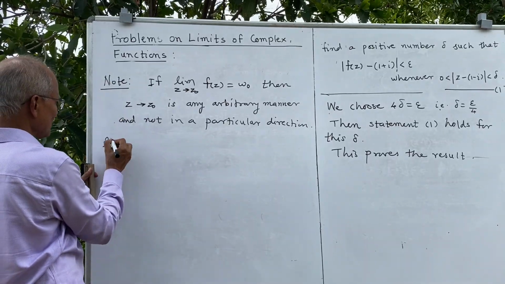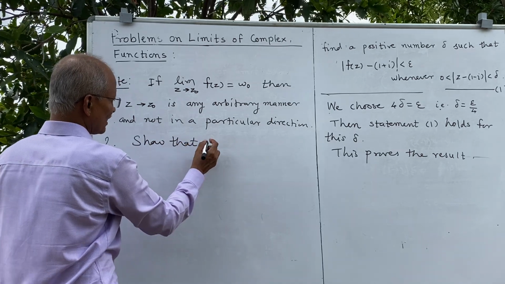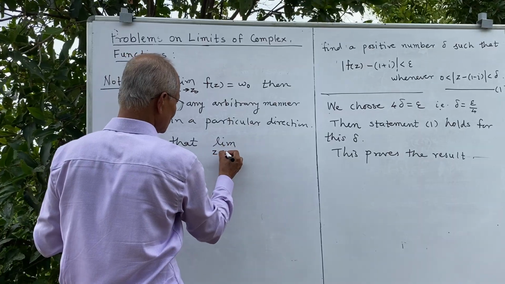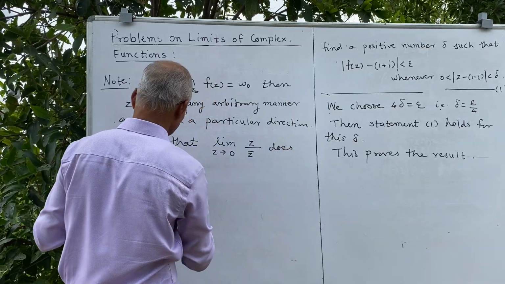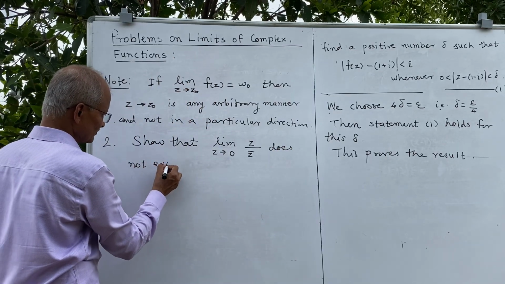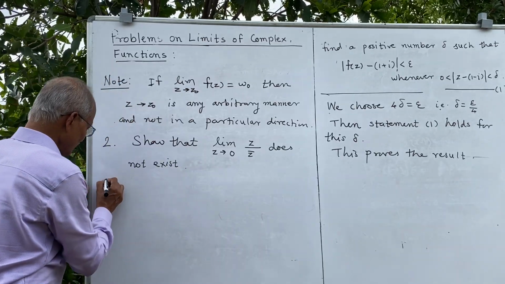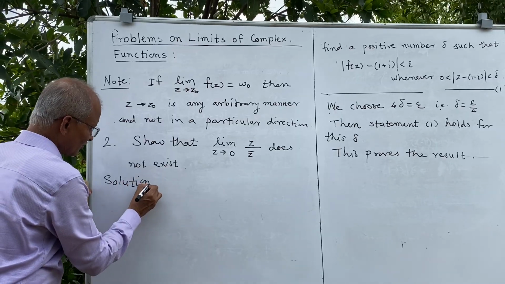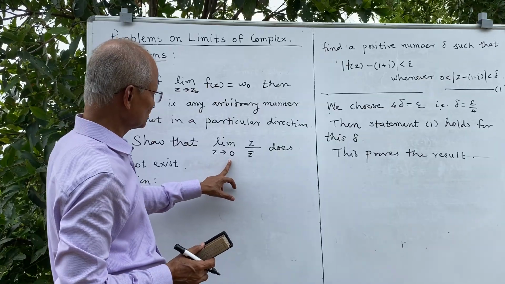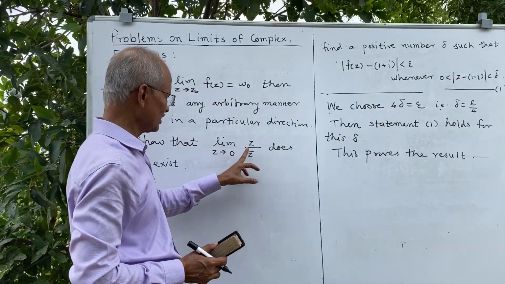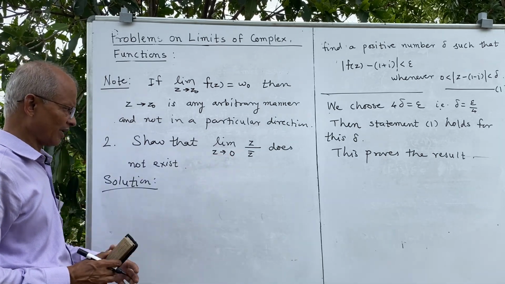In the following problem, we shall consider it as the second problem. Show that the limit as z tends to 0 of z divided by z bar does not exist. This limit does not exist. Solution for this: if the limit as z tends to 0 of z divided by z bar exists, then z must approach 0 in any manner.